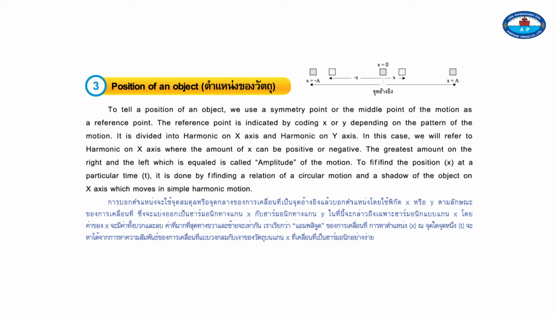In this case, we will refer to the harmonic on the x-axis, where the amount of x can be positive or negative. The greatest amount on the right and the left which is equaled is called amplitude of the motion. To find the position at a particular time, it is done by finding a relation of a circular motion on a shadow of the object on x-axis which moves in a simple harmonic motion.